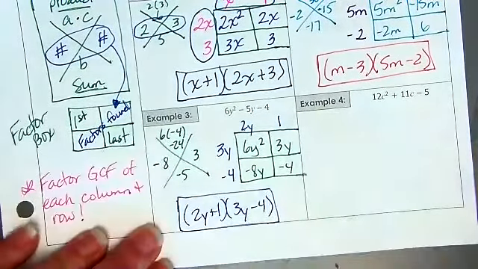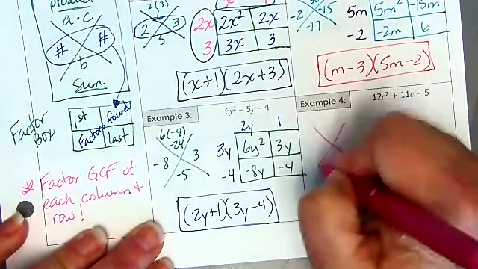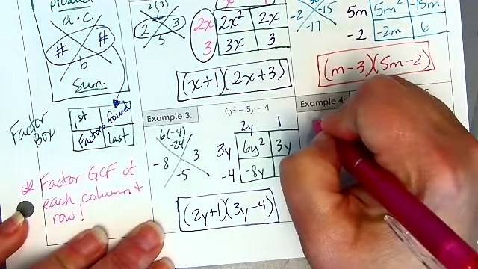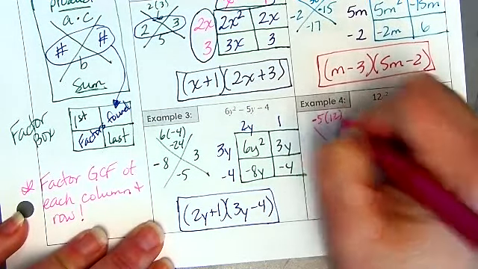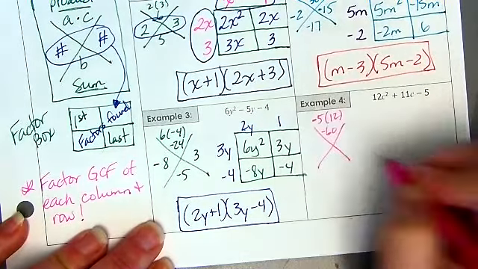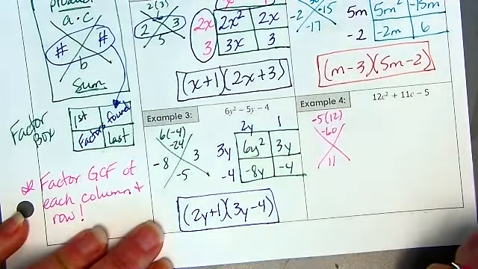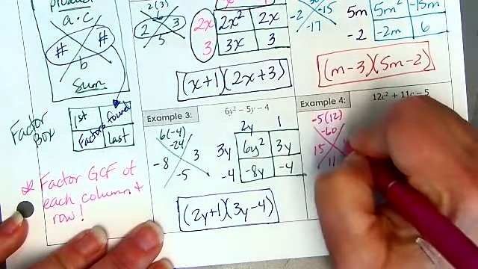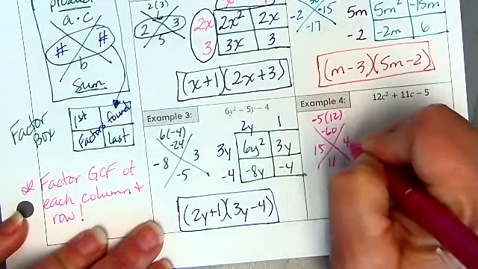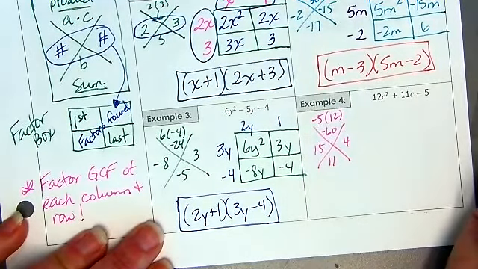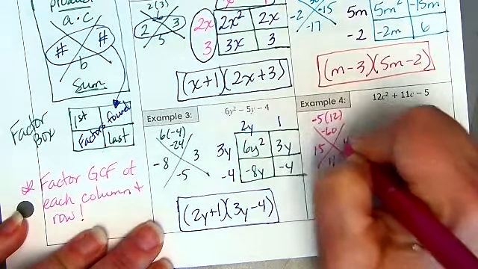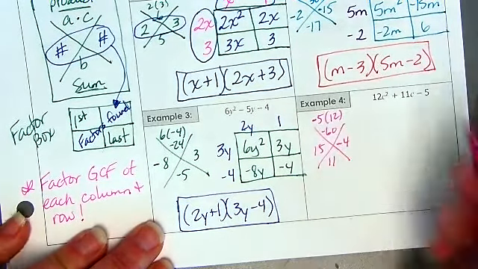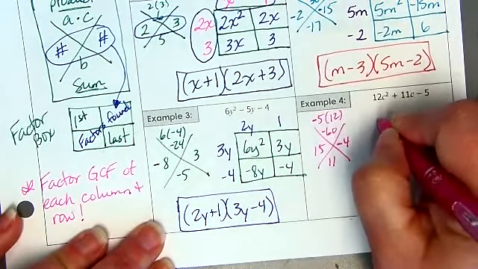All right, next one. Product sum. So I have -5 times 12, which is -60, and I have 11. Oh no, 6 times 10, 3 times 20, that's not going to get me close enough. Oh, 15 times 4. 15 times 4, one's got to be negative. No, both of them. So no, this has to be positive. The 4 has to be negative because that's a +11. Okay, now the factor box.